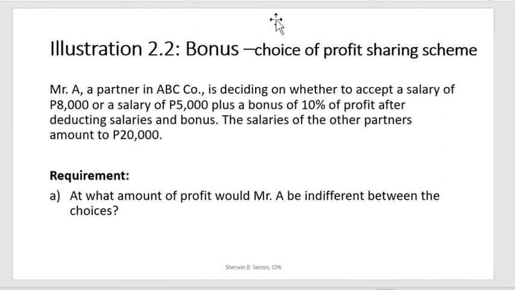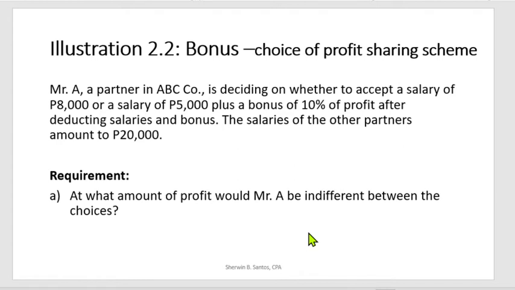Okay, let's proceed with illustration 2.2, bonus, the choice of the profit sharing scheme. Okay, Mr. A, a partner in ABC, is deciding on whether to accept a salary of 8,000 or a salary of 5,000 plus a bonus of 10% of profit after deducting salaries and bonus. The salaries of the other partners amount to 20,000. Requirement, at what amount of profit would Mr. A be indifferent between the choices?